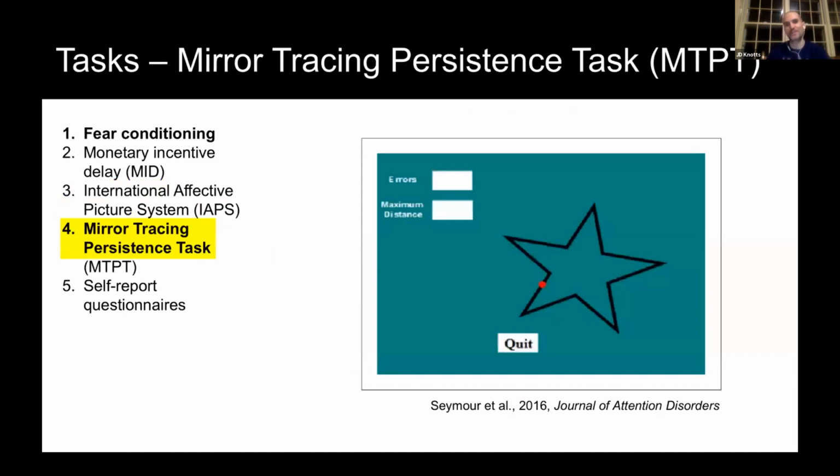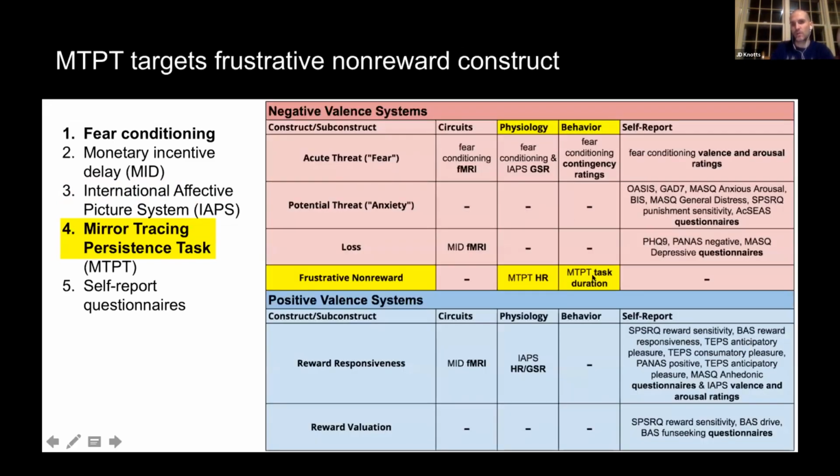And then the fourth behavioral task that we have is this mirror tracing persistence task, which is just this really annoying task where you have to trace a star in a mirror. And every time you make a mistake, there's this loud noise. And we basically see how long people will last. They can opt out at any point. So as a behavioral measure here, we take the task duration, how long people last.